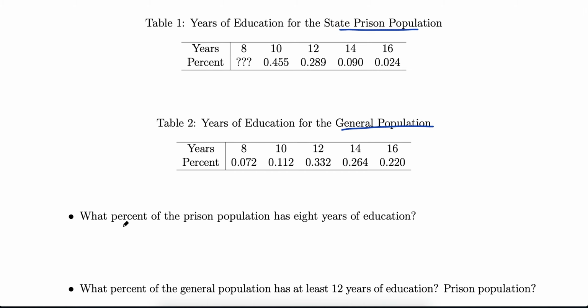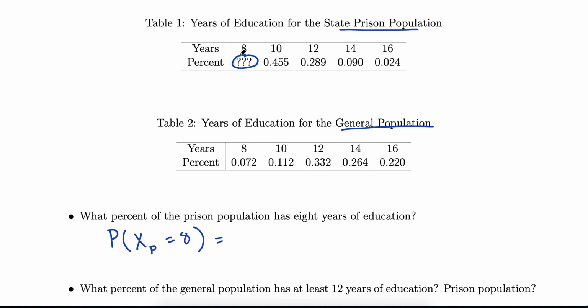So the first one, what percent of the prison population has 8 years of education? Or in other words, find this value that was left blank. So I'm going to start using our probability notation here. So probability X, the years of education. I'm going to put a little P subscript every time I'm talking about prison population, G if I'm talking about general population. So find the probability that X, the years of education for the prison population, is 8.